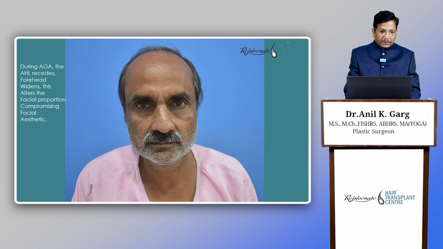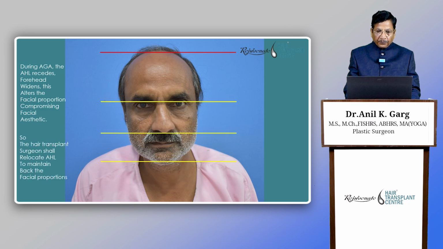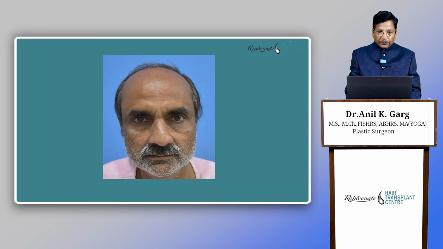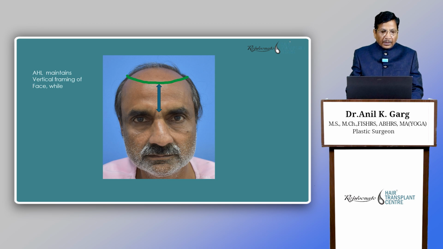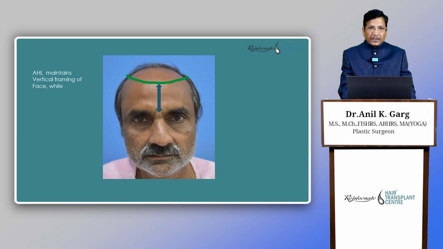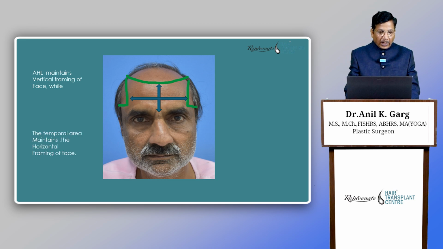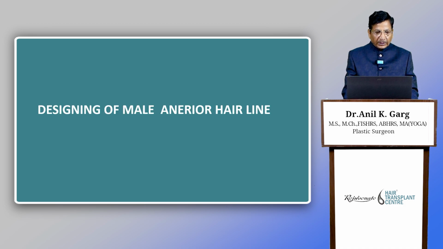During AGA, the anti-hairline recedes, forehead widens, and this alters the facial proportion, compromising the facial aesthetic. So, the hair transplant surgeon shall relocate anti-hairline to maintain back the facial proportion. Anti-hairline maintains the vertical framing of the face, while the temporal area maintains the horizontal framing of the face.